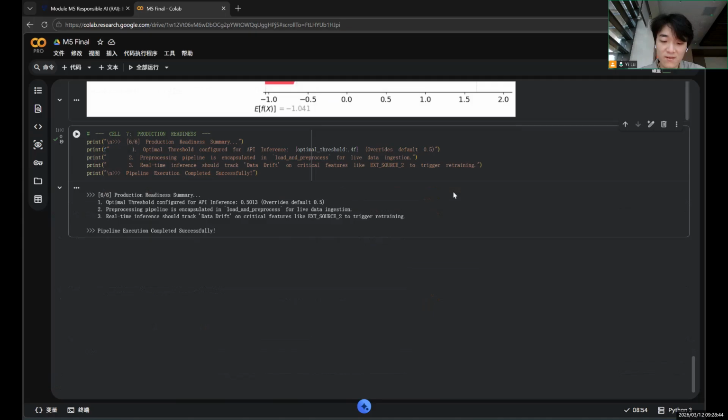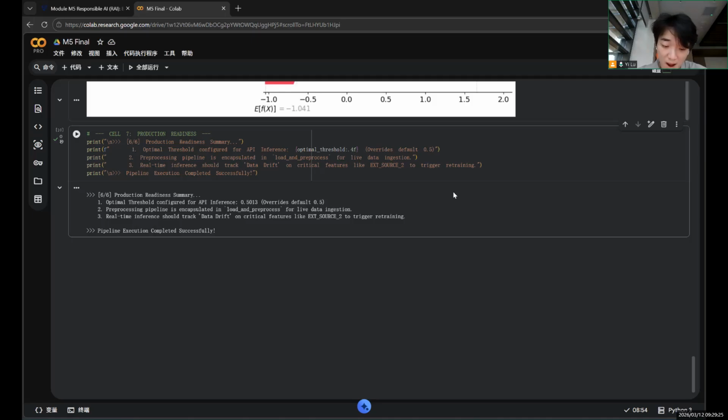I also isolated the data processing and feature engineering steps into a single callable function. This ensures that when live real-time JSON requests come into the banking API, they are processed with the exact same logic used during training, preventing data leakage. Lastly, I implemented post-deployment monitoring for data drift, especially targeting the top SHAP features like EXT_SOURCE_2. So the engineering team is instantly alerted if the real-world data distribution changes and the model requires retraining.